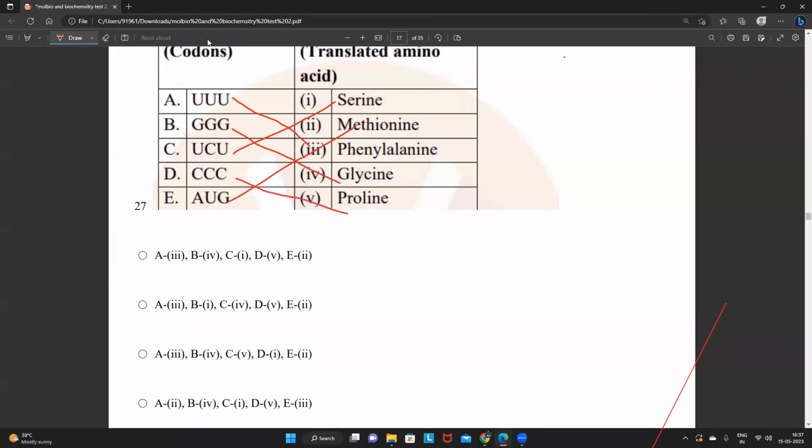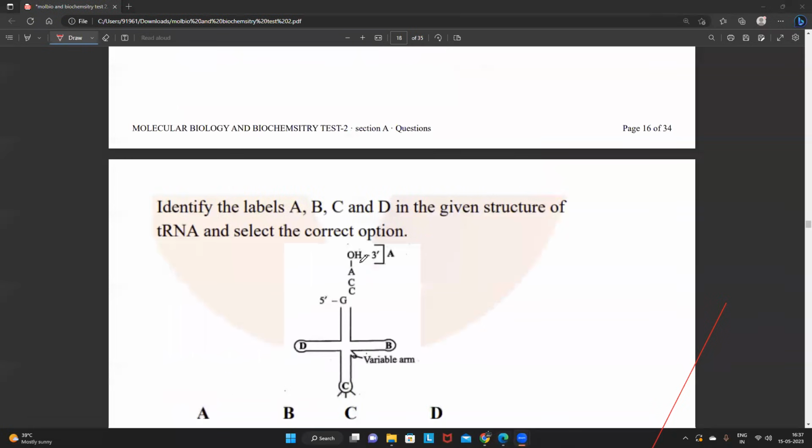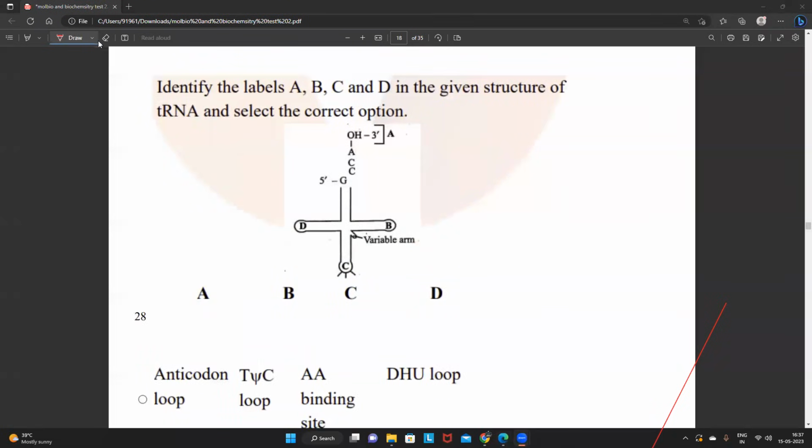AUG is going to code for what? Methionine. Is it? Not to get confused, friends. You have to remember all 64 codons, compulsory. It's very important. Next, it is very easy, right?